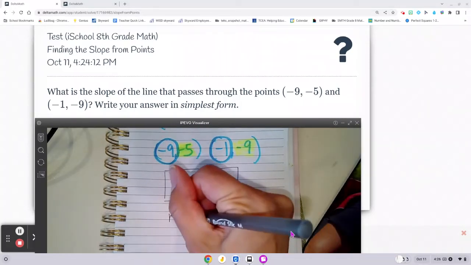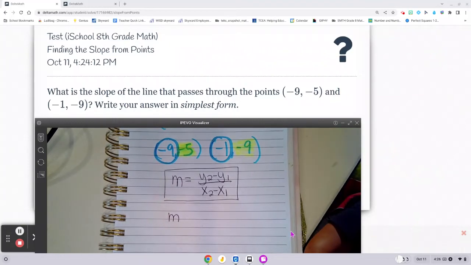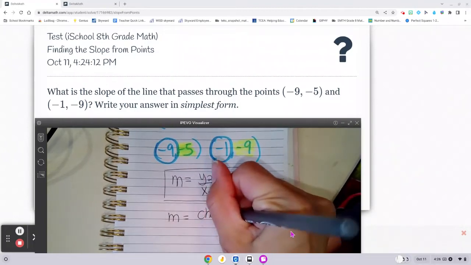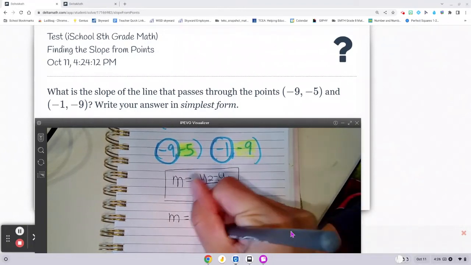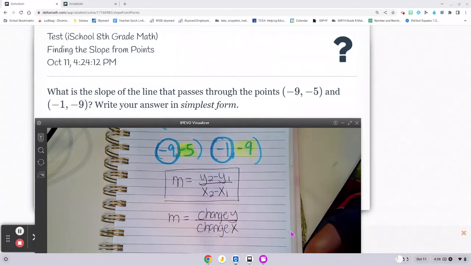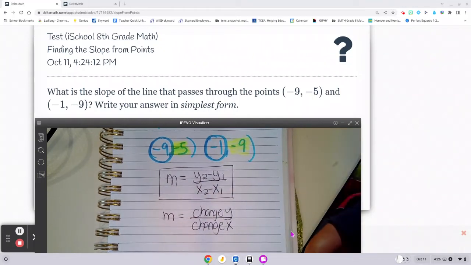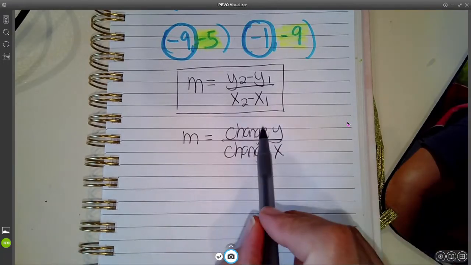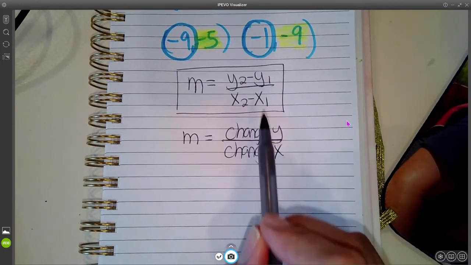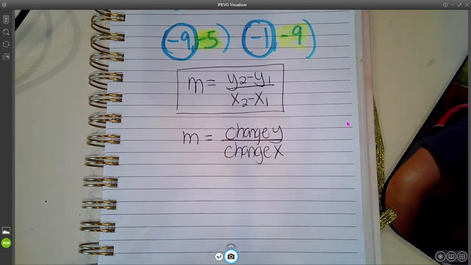The easiest way to remember it, since your curriculum talks a lot about the change in y's over the change in x's, is change in y over the change in x. This is an easy way for you to memorize the formula without having to memorize the actual formula. Okay, so I'm going to get this bigger. Go ahead and subtract the y's, subtract the x's, then divide.